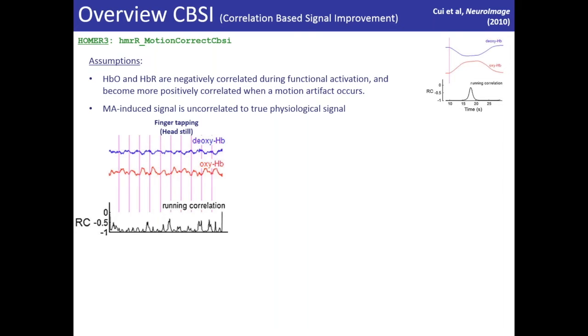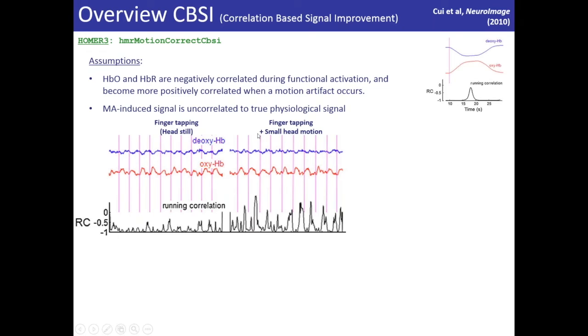So let's look at these figures. This will explain it much better. Here you see in red and in blue the oxy and deoxyhemoglobin signal. And here on the bottom in black, what we see is the running correlation. So it's looking at the correlation between these signals and its change in time. If you look at it, the correlation is typically -1, or at least negative, almost all the time throughout this whole time series.